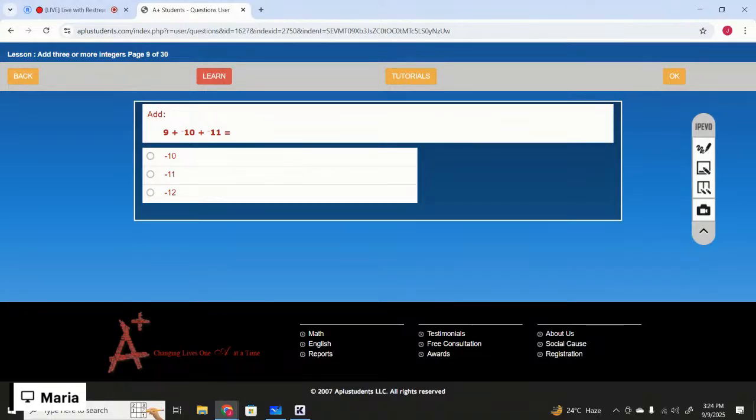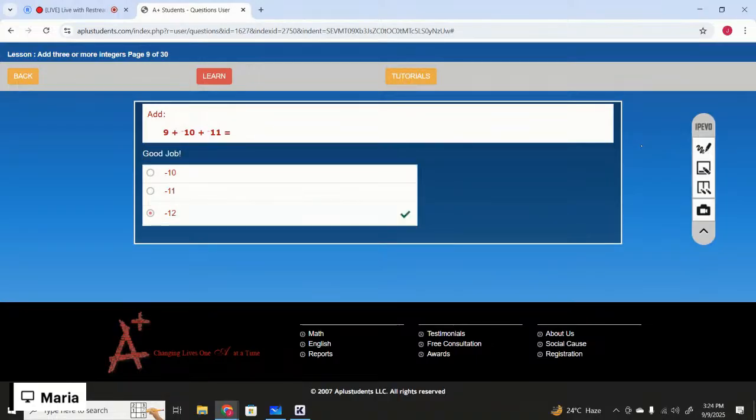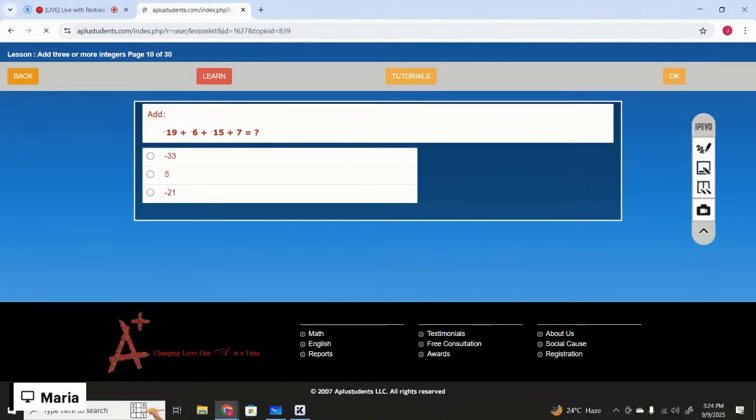Negative 10, negative 11 is negative 21. It would be negative 12. Option number 3 is the correct option. Okay, you can complete the lesson by yourself later today. Let me just move on to the next lesson.